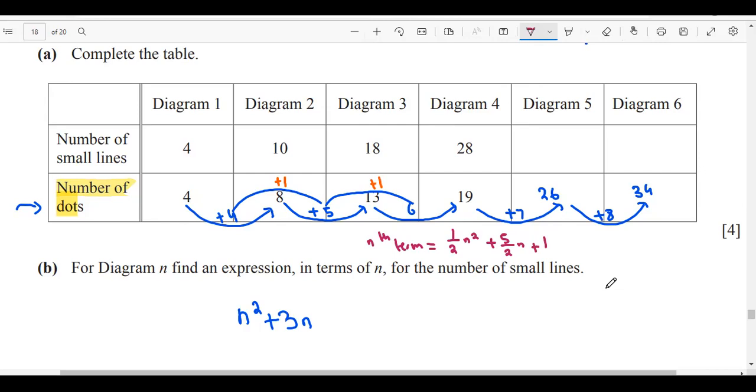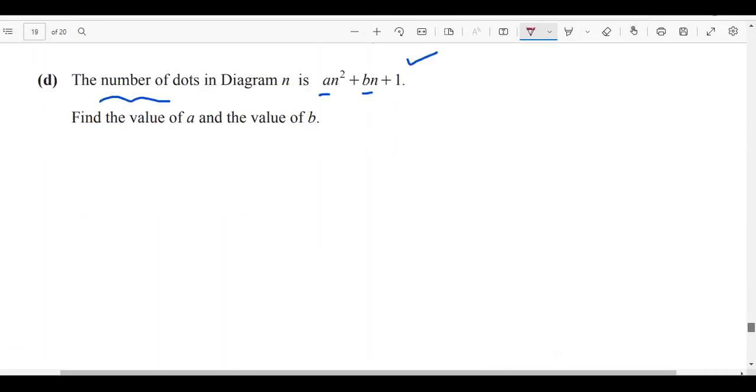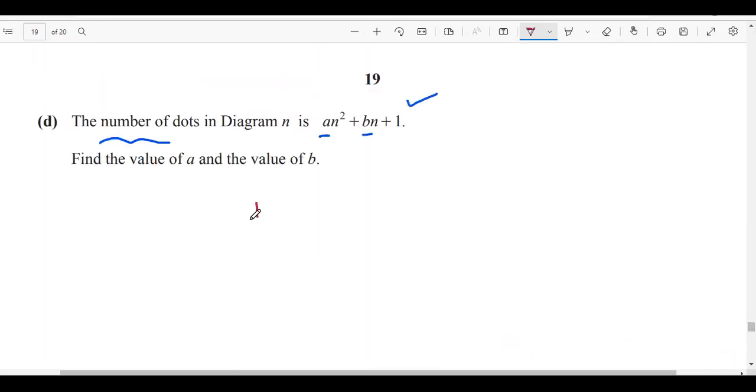Yes, Turhan, are you getting this expression? 1 by 2n squared plus 5 by 2n plus 1. Yes. Okay, all right. So the method would be similar. It would be 1 by 2n squared plus 5 by 2n plus 1.